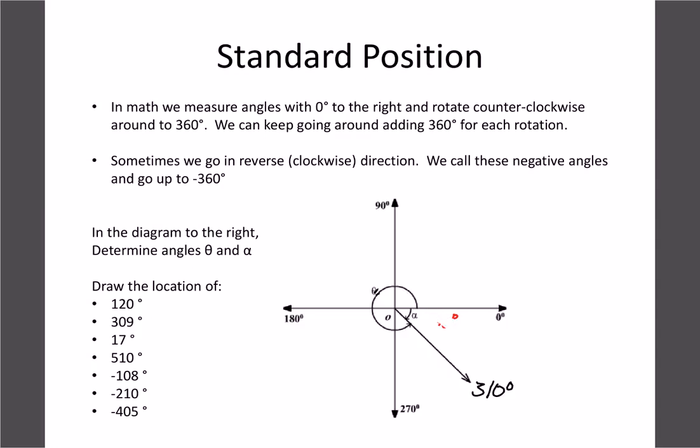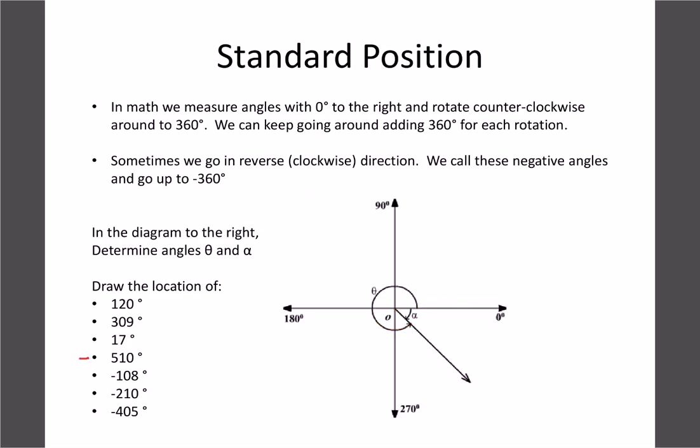So where would 120 be located? If we were to try to draw 120, we would go past the 90, and we'd go another 30 degrees or so, and that would give us 120. So there's 120. 309, we know 360 is all the way around, so 309 would be not quite all the way, so it would be something like that. And 17 degrees would be pretty small, so it would be somewhere over there. And let's clear those off and we'll do the rest.